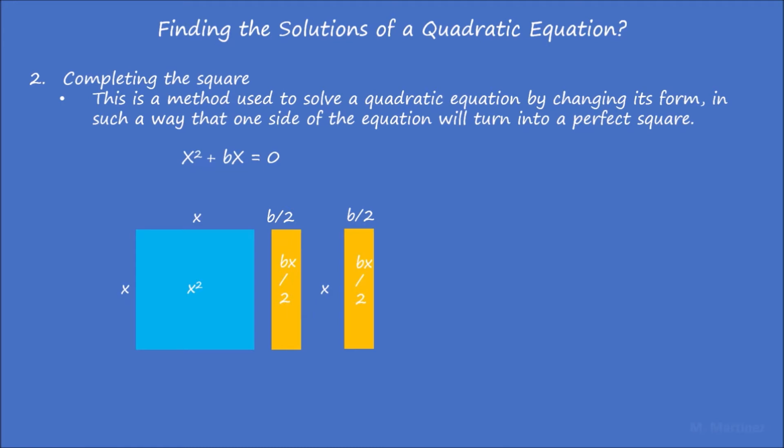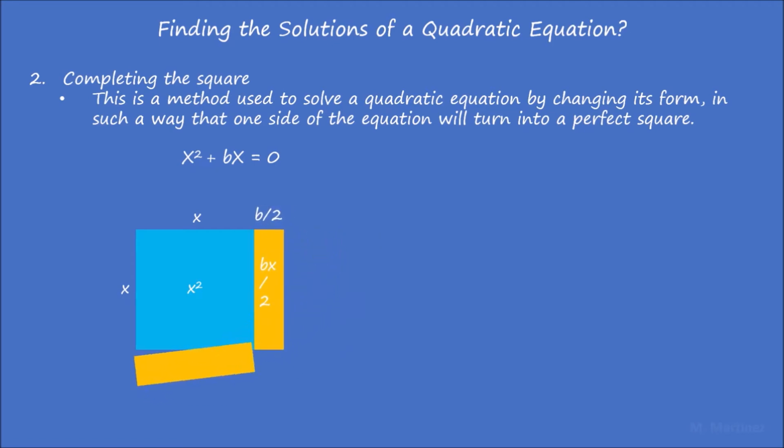Now, let's attach these shapes together with the aim of forming a perfect square. One of the rectangles will be attached on this side and the other one, let's put it at the bottom. You will notice that, to make this a perfect square, we need to fill in this gap. We need to put a piece on it. The dimension of the missing piece will be b over 2 by b over 2. Therefore, the area needed to be added to make a perfect square is b over 2 squared.